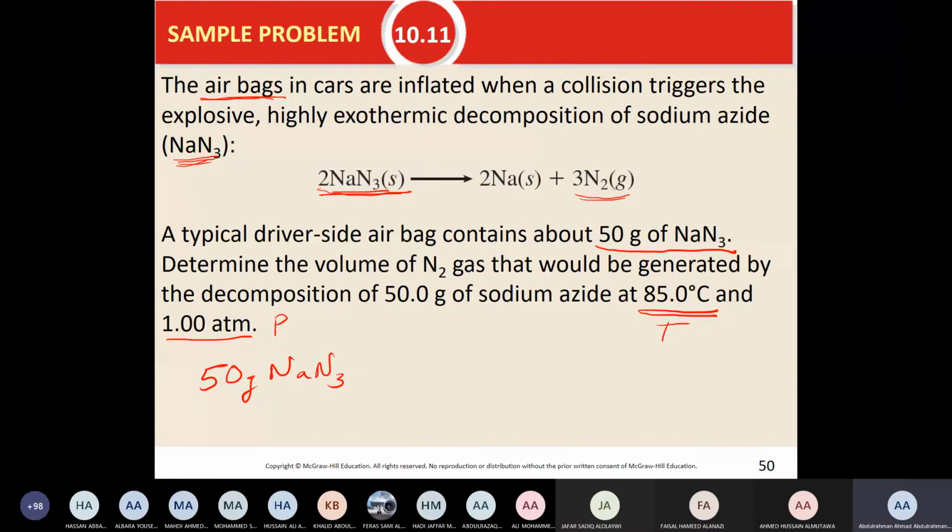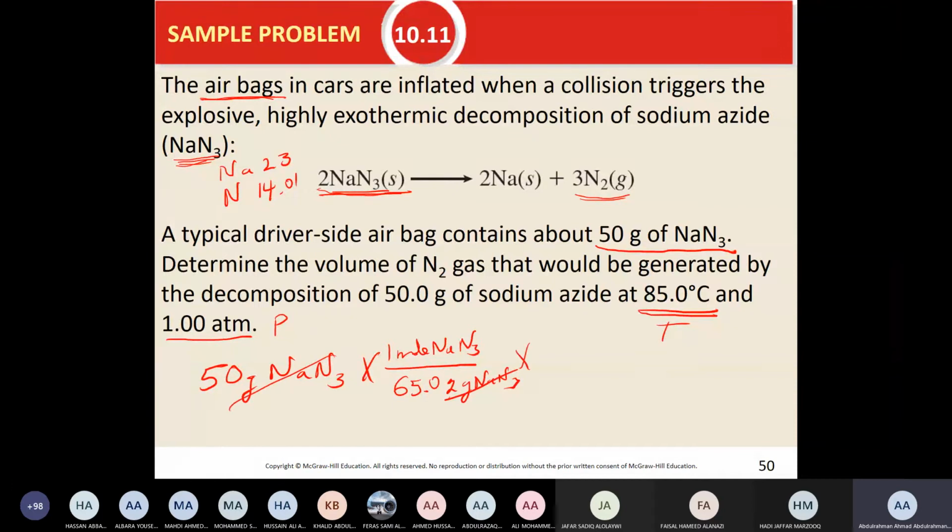As I said, you have 50 gram of NaN3. Don't forget, the sodium mass is about 23. Nitrogen mass is 14.01. So how can I solve? What should I do first? Find the moles. Find the number of moles. How? 1 mole over the molar mass of NaN3. What's the molar mass? 65.02. 65.02 gram in NaN3. This will go away with this one.